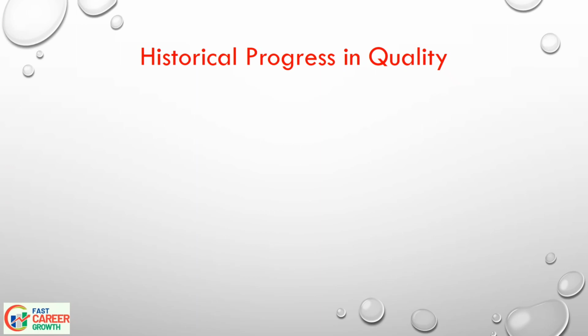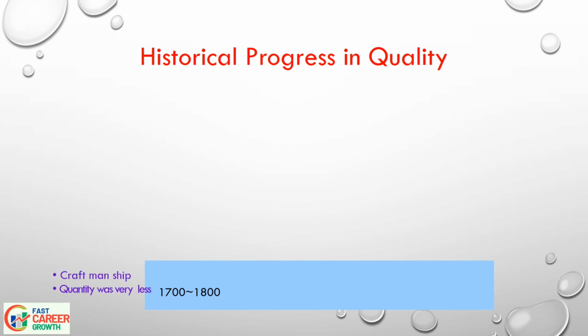Next we will discuss historical progress in quality. The quality journey starts in the 17th to 18th century. In this phase craftsmanship and small-scale production started. They emphasized the role of master craftsmen and their pride in workmanship.